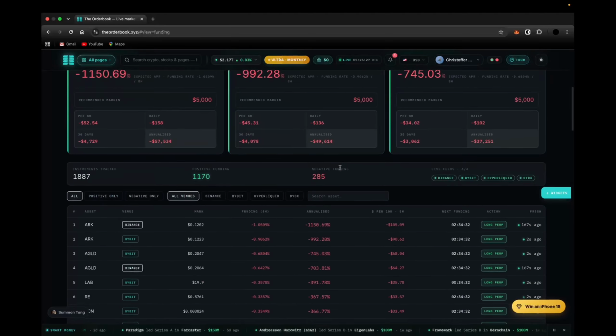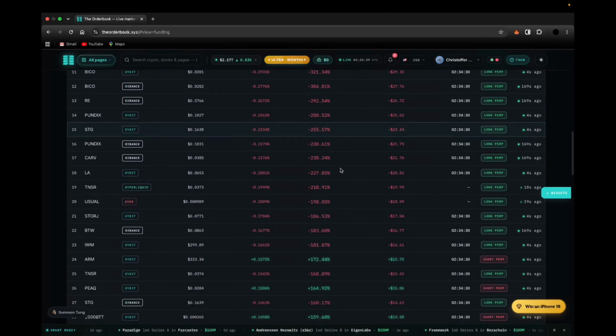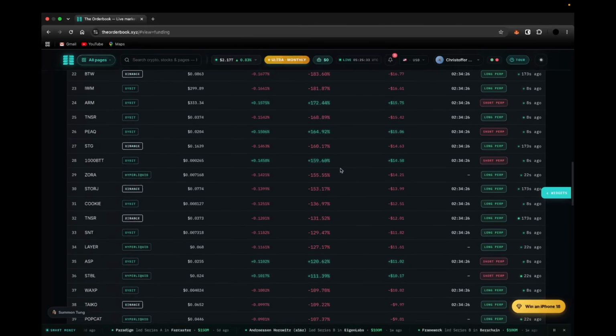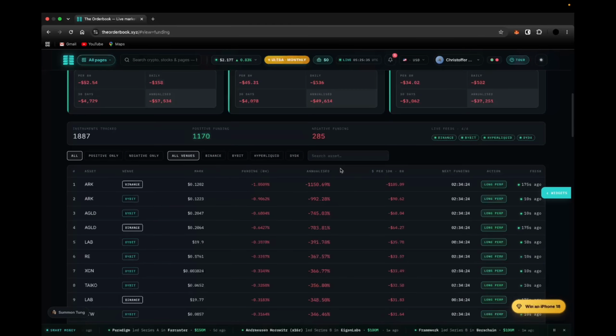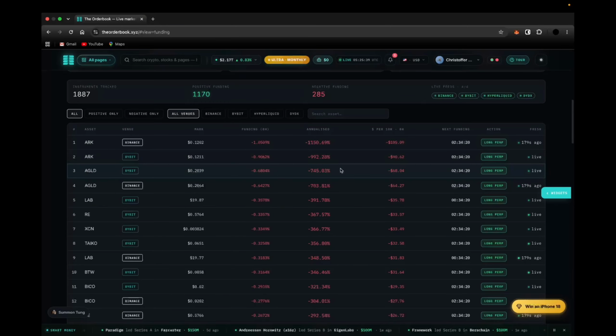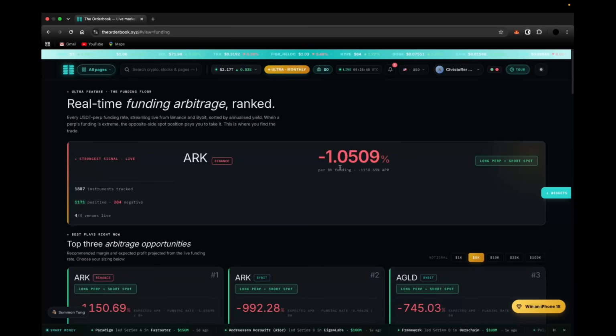Below the top picks, you also get the full ranked list. This shows every contract, sorted and filterable by exchange. You can also see how fresh the data is, which matters because funding rates can move quickly. So if you actually understand this strategy, this gives you a live scanner for it in one place.